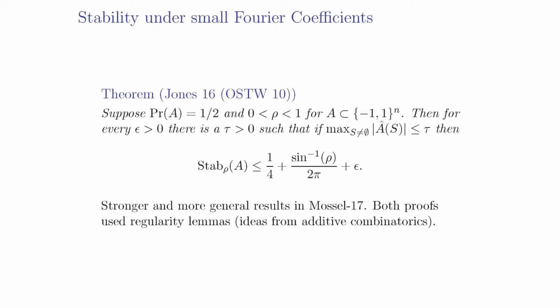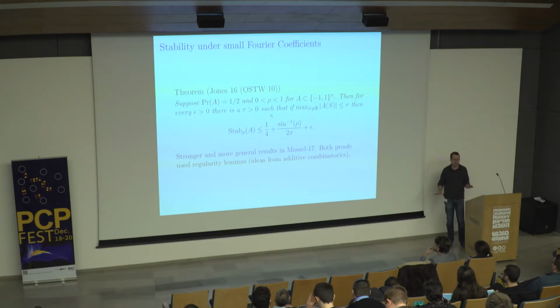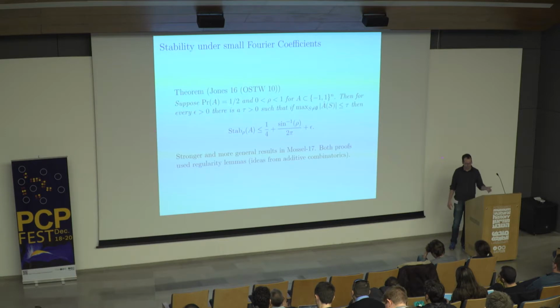The statement of majority is stablest holds even under just small Fourier coefficients. So the same setup, but now, instead of the condition that we have low influences, we have the condition that the L infinity norm of the Fourier coefficients, except for the empty set, is less than tau. Then still the statement of majority is stablest holds. So you don't actually need low influence. It's enough that all of the Fourier coefficients are small, and you get exactly the same result. Like I said, I have stronger and more general results in my paper, but both the proofs that I did and the proofs in OSTW or in Jones use a regularity lemma.